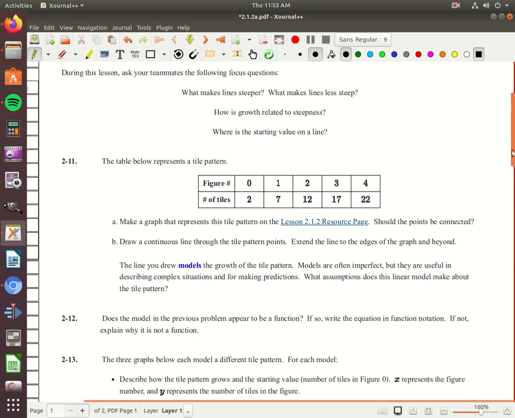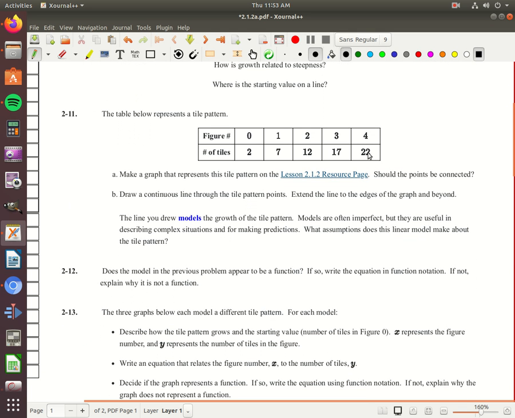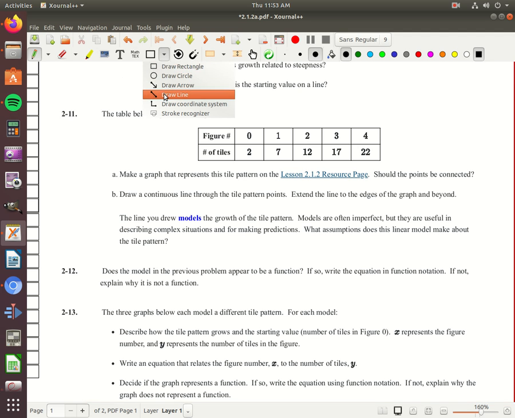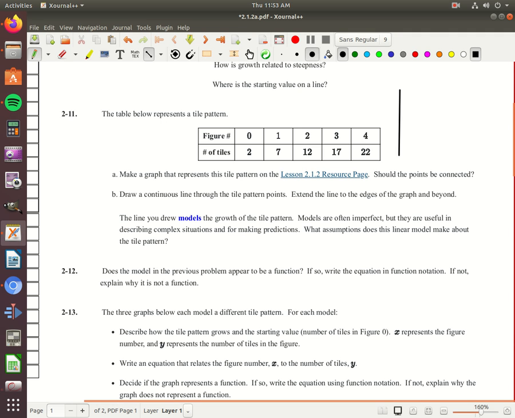So the table below represents a tile pattern. Make a graph that represents this tile pattern on a resource page. I don't really want to use the resource page, so I will make an ugly graph really quickly. You can see my scale. I don't know how well this will work out, but I'll try. My scale should probably go to about 25. I don't know, is that going to be enough?